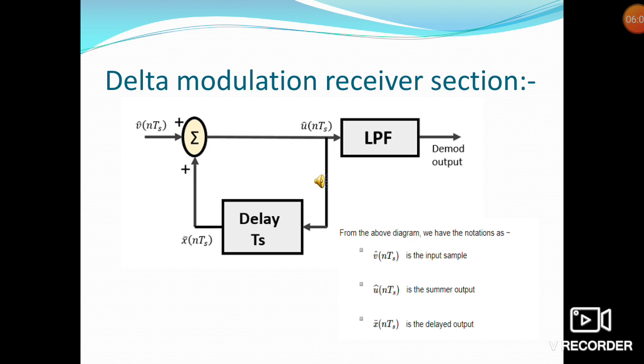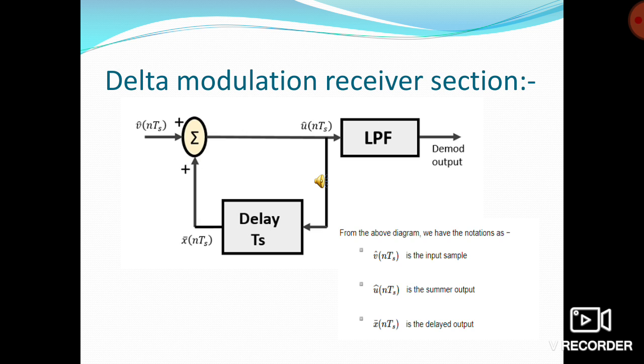Now, the delta modulation receiver section. From the block diagram, we have the notation as v^(nTs) is the input sample, u^(nTs) is the summer output, and x^(nTs) is the delayed output. In the receiver section, the accumulator and low pass filter are used. The accumulator generates the staircase approximated signal output, which is delayed by one sampling period Ts. It is then added to the input signal.